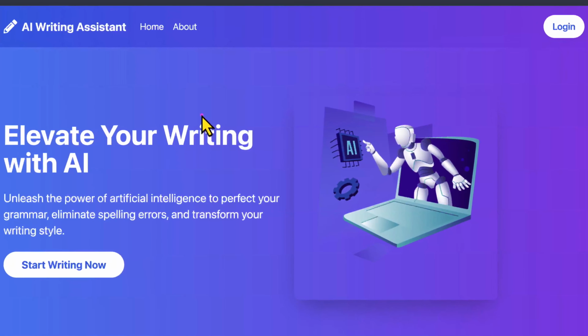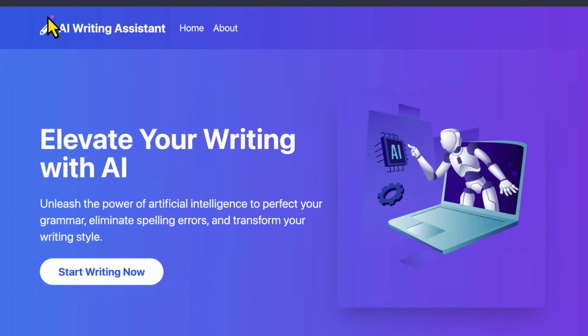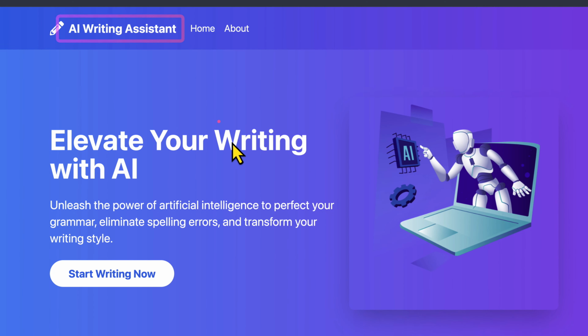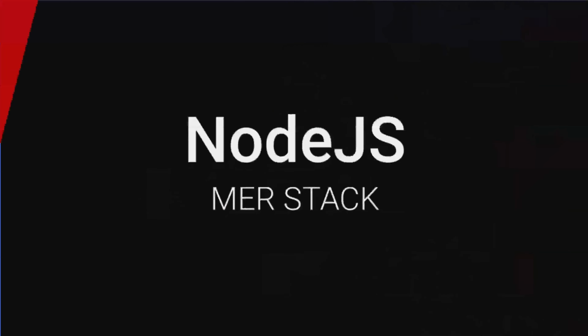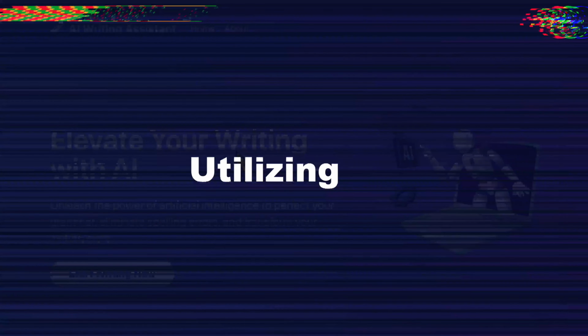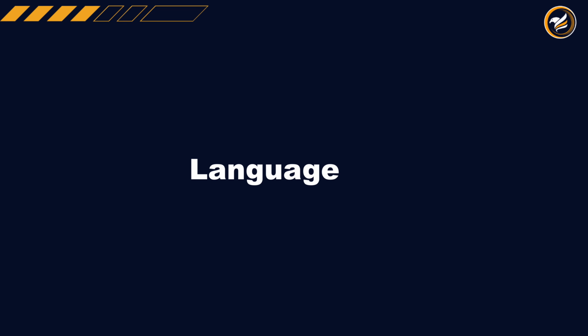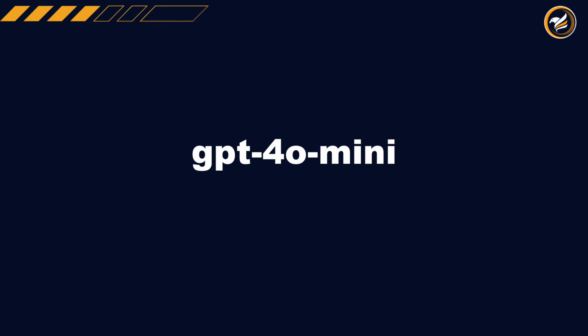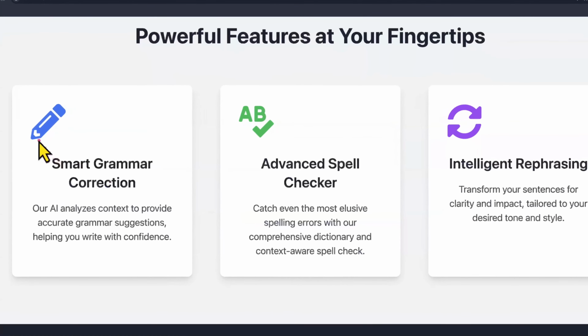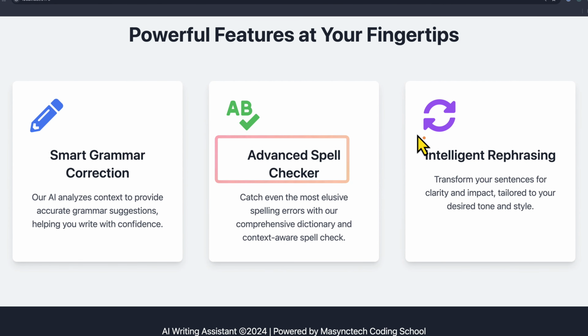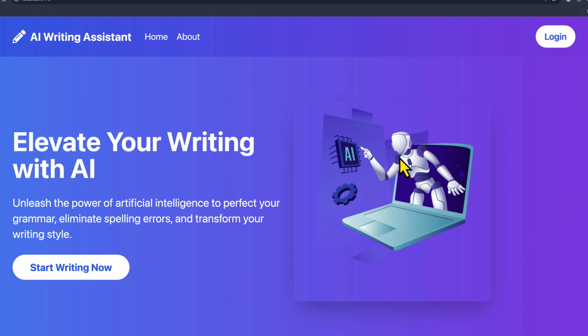Hello everyone, welcome to this project called AI Writing Assistant using MERN stack, that is MongoDB, Express, React, and Node.js, utilizing the OpenAI large language model called GPT-4o mini. The purpose of this project is to correct grammar, advanced spell checking, and intelligent rephrasing. By the end of this project, you can utilize any large language model API to build your future projects.